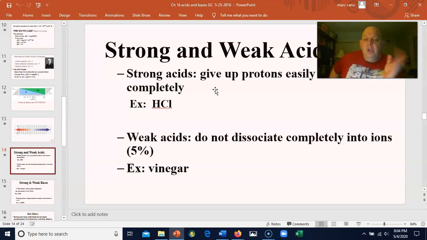On the other side of the coin, weak acids do not dissociate completely. They don't break apart easily into ions. Maybe 5% if you're lucky. And a great example of that, it's good old acetic acid, which you guys know as vinegar. Yup, absolutely. Vinegar.